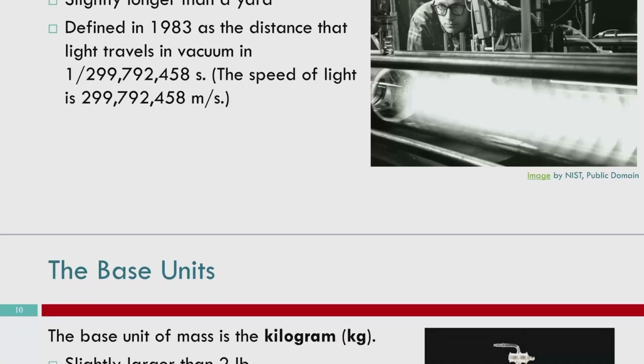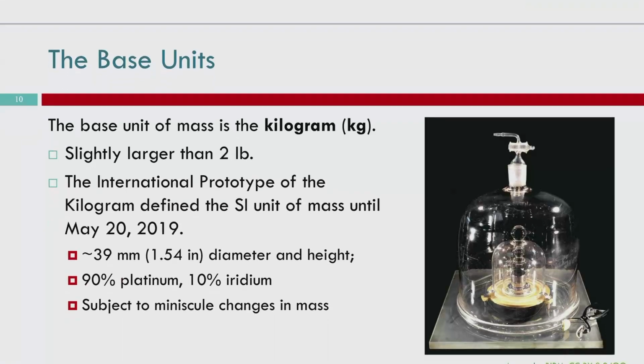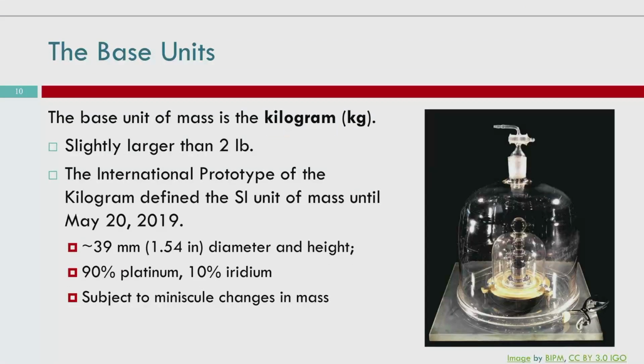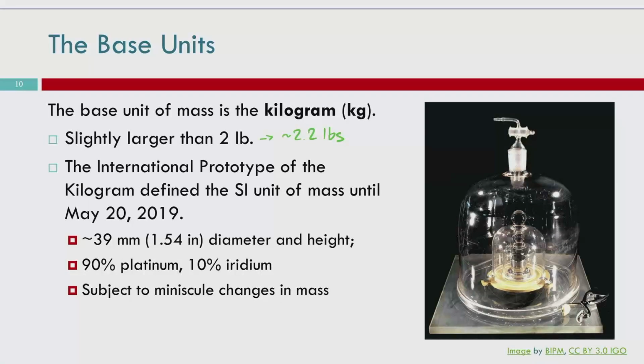So that's the meter. The base unit for mass is the kilogram. You might expect it to be the gram, but it's actually the kilogram. The kilogram is slightly larger than 2 pounds. Common shortcut is that it's about 2.2 pounds. You can get more decimal places after that if you want to. And the international prototype of the kilogram defined our unit of mass until 2019.